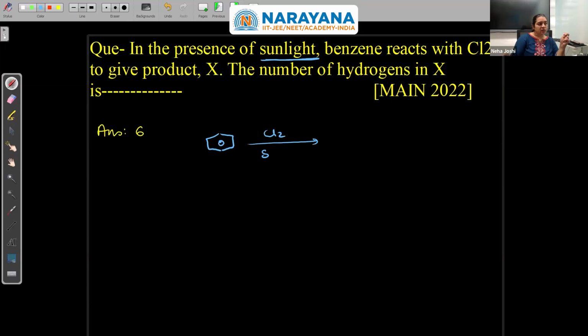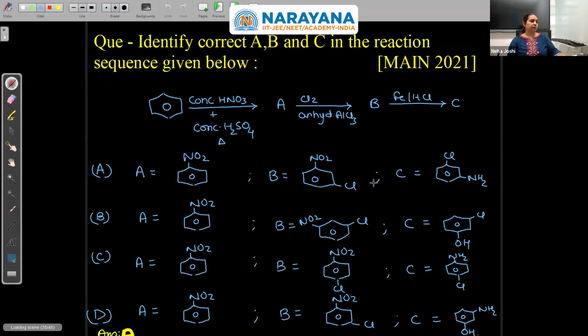Chlorine, sunlight. So they are asking about the formation of this. The number of hydrogens in X is 6, because this is C6H6Cl6. Clear? One more question.